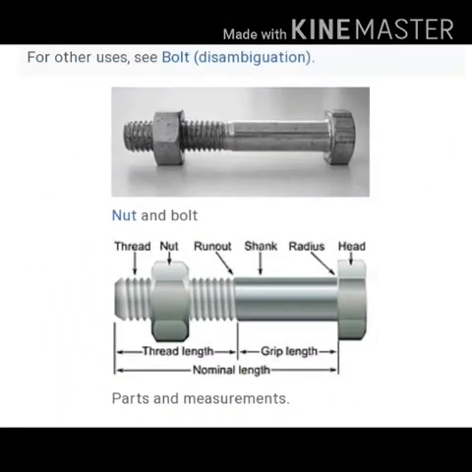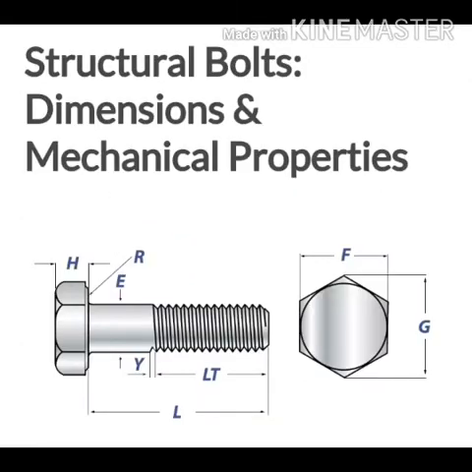This figure shows an assembled figure of a hexagonal bolt and nut having a particular thread length and particular shank length. From this figure we can understand what its bolt length is, where its head is, and what the radius provided on the head is, where its shank surface is, and where the thread run out is provided on the bolt. All these things you can understand with the help of this slide.